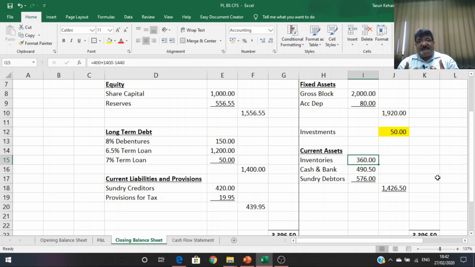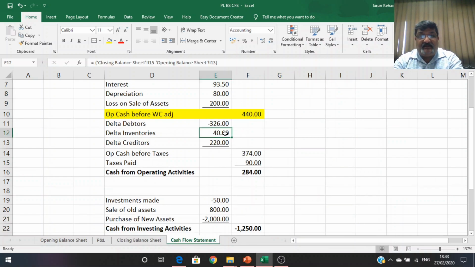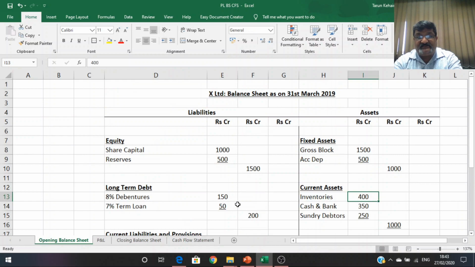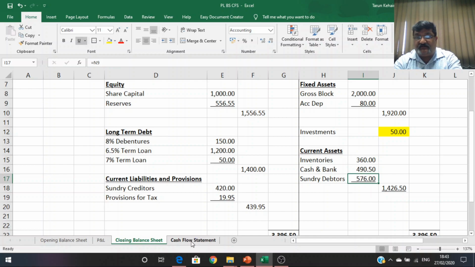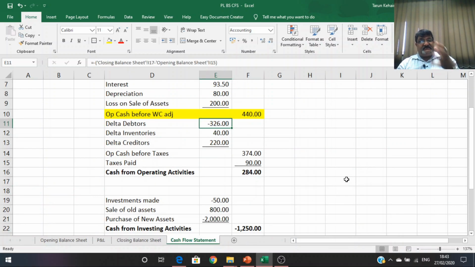You will only have a reduction in the inventories when there is a stock movement outwards. There is a net stock movement outward, which means cash has come in for the inventories that you have sent out. So any reduction in current assets is a cash receipt. Any increase in the current assets would be a cash outflow. In that context, I will add delta inventories of 40 crores because that is a decrease in the current assets. Whereas your debtors, which stood at 250 at the beginning of the year, stood at 576 at the end of the year. So there is an increase in the current assets, which I just told you is a cash outflow. So I'll record that as minus 326.